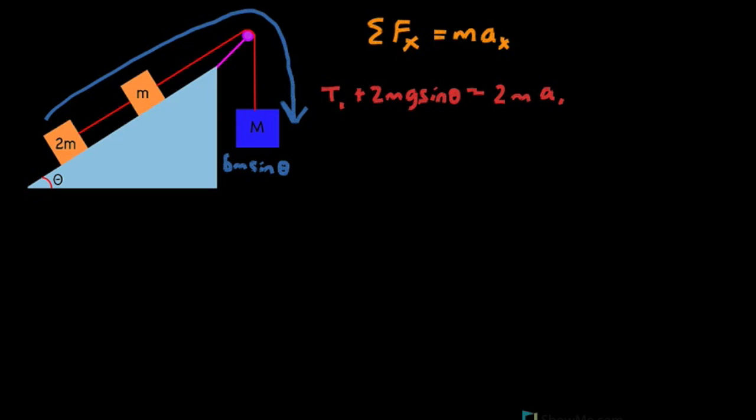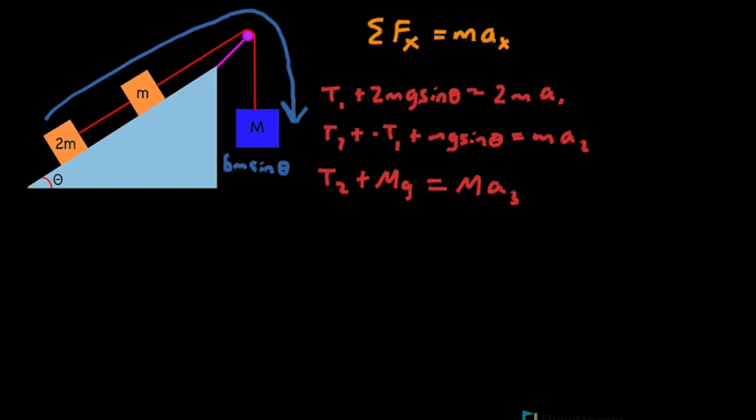If we take our second mass, we know that the sum of forces acting on it are going to be T2 plus the negative T1 plus mg sine theta. And all that is going to equal the mass, which is m, times a2, its acceleration. And finally, if we look at our third object, the sum of the forces on it, which are T2 plus capital Mg, is going to sum to capital M times a3.